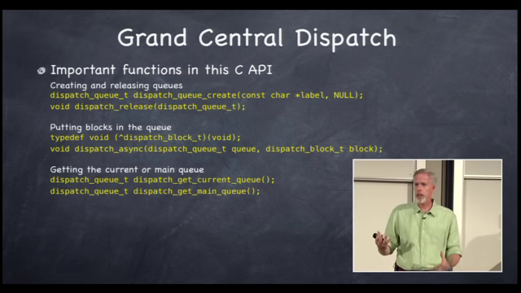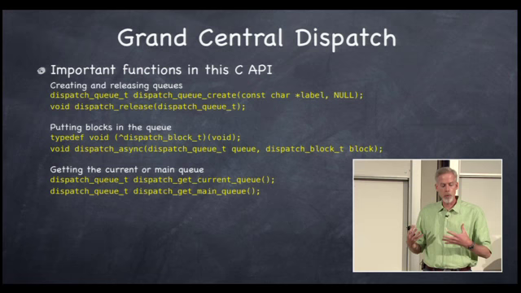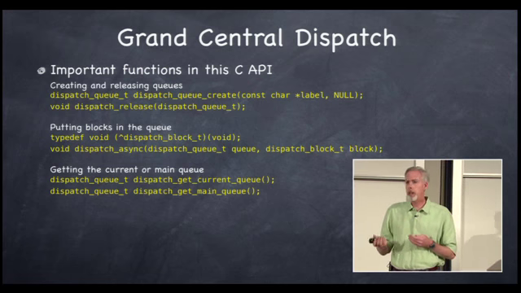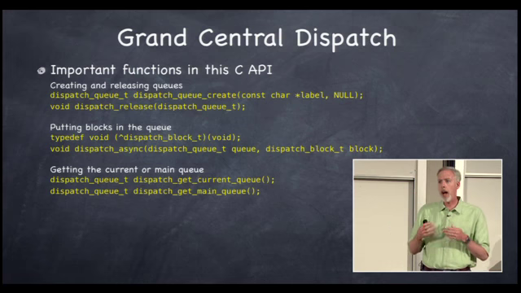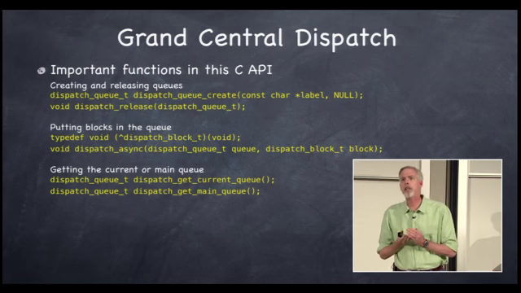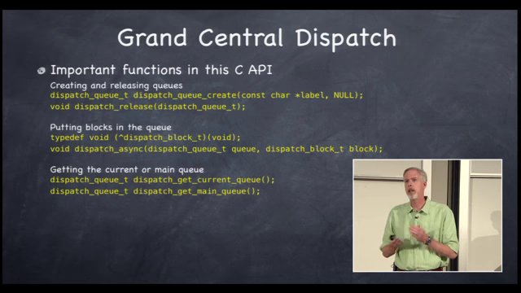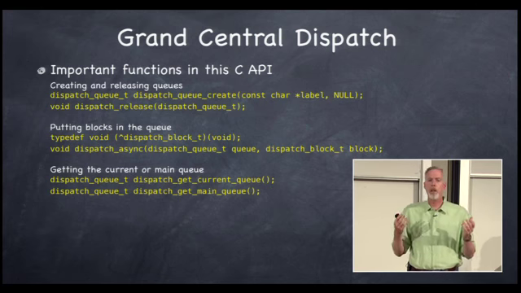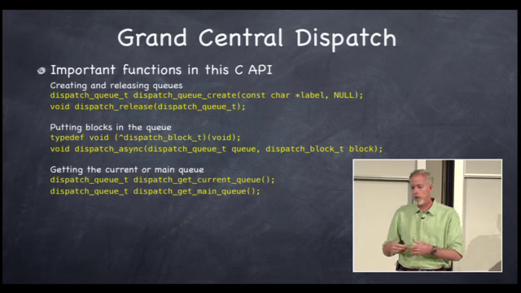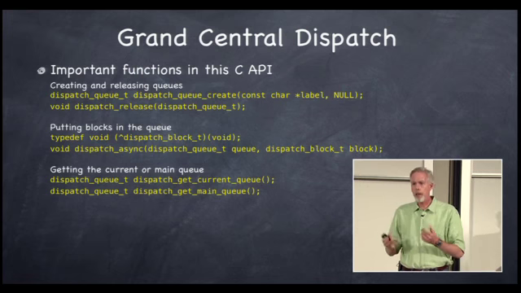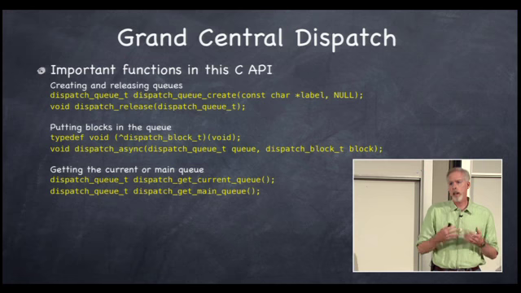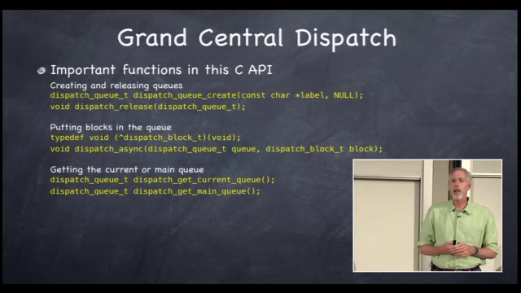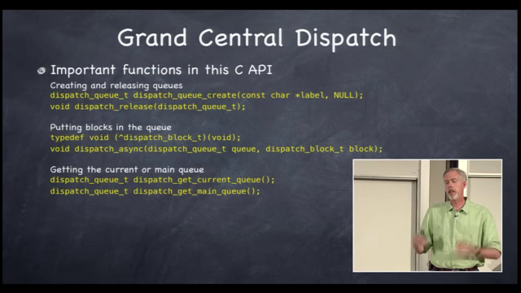Obviously creating it allocates memory for it, so when you're done with it, you have to release. Now, the thing about releasing a queue is you can release a queue that you created, but it's not going to actually go away until the queue is empty. Until all the blocks have been taken off the queue and executed. So usually the way we do this is we create a queue, we throw a block onto the queue, and then we release it. And then later, when the block finally runs, which could be any time in the future, and the queue gets empty, then it'll actually get released.